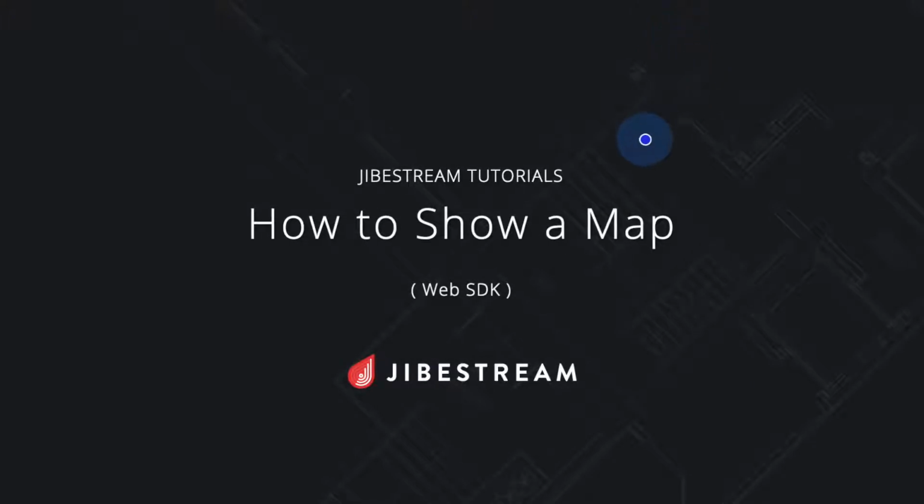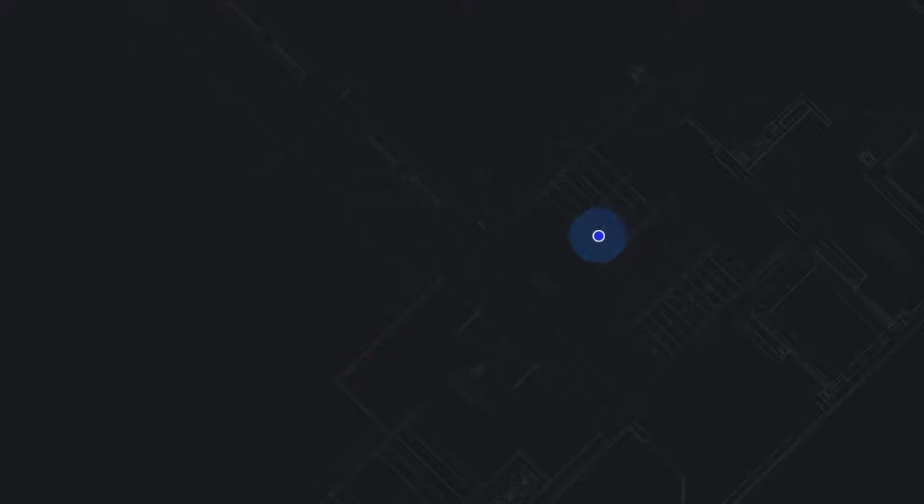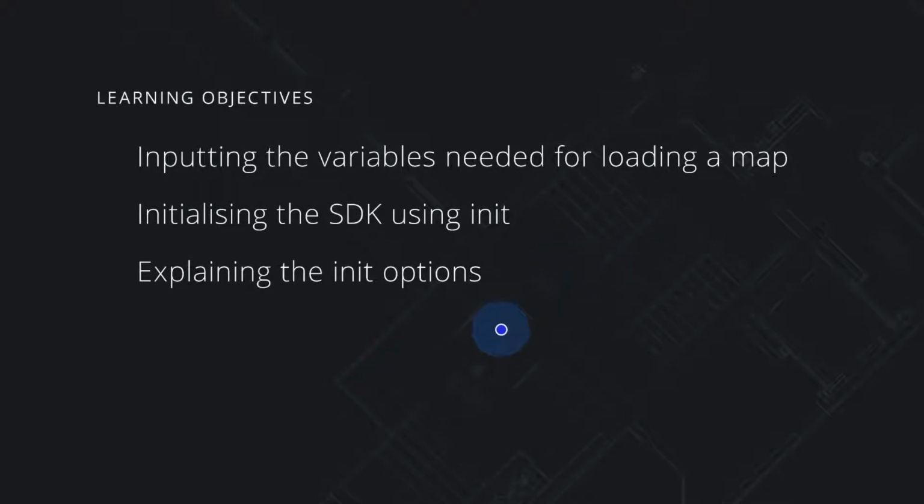Okay, so today I'm going to be showing you how to show a map using the Jibestream Web SDK. As part of that, we're going to be inputting the variables needed for loading a map. We're going to initialize the SDK using the init function, and then I'm going to explain a couple of the init options that you have available to you.